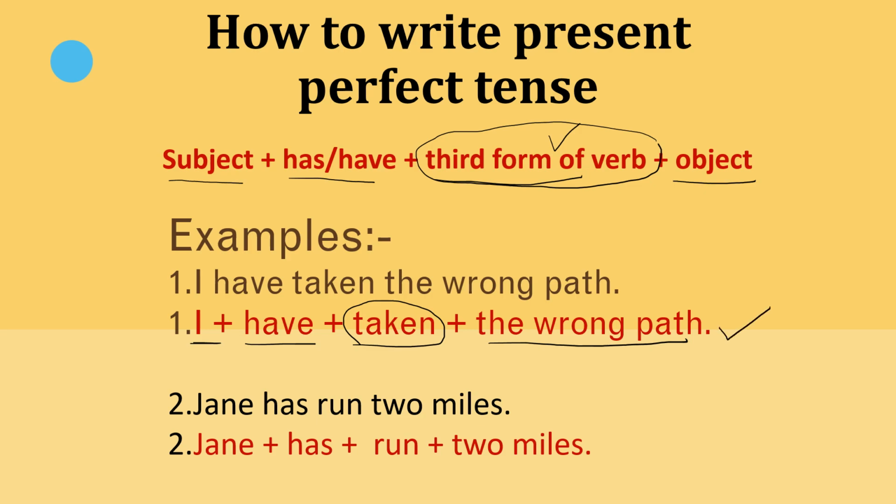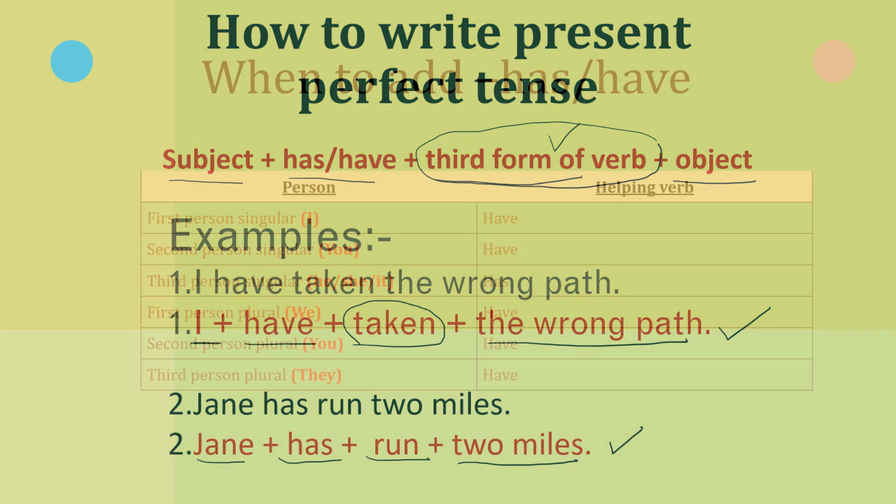Jane has run 2 miles. Now Jane is the subject. With a singular subject we use has. So Jane has. Run remains run in the third form. The verb run remains run in the third form. And then the rest of the sentence. Jane has run 2 miles. This sentence is in the present perfect tense.